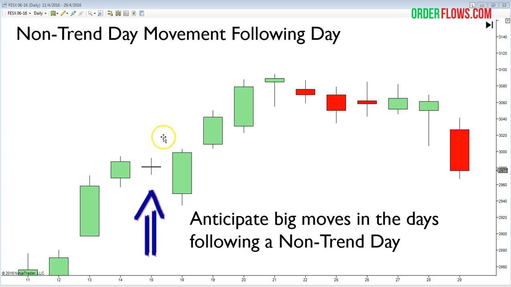Okay, this is what it looked like on a normal bar chart. So anticipate big moves in the days following the non-trend day. And you can see this is the S&P. It's a daily chart, and basically we went up. This price was, I don't know what that was, 2980, but then the next day you had this big move basically from 2950 all the way up to almost 3,000, and then in the subsequent days you rallied almost another 100 points.